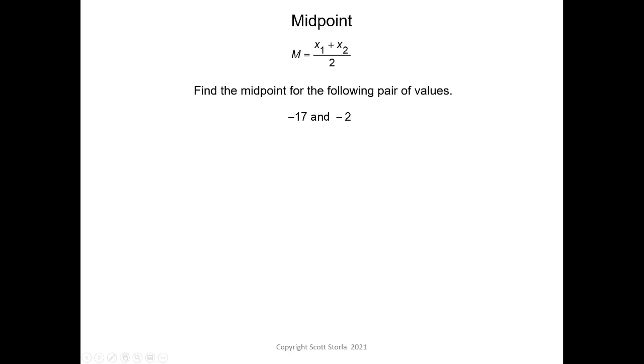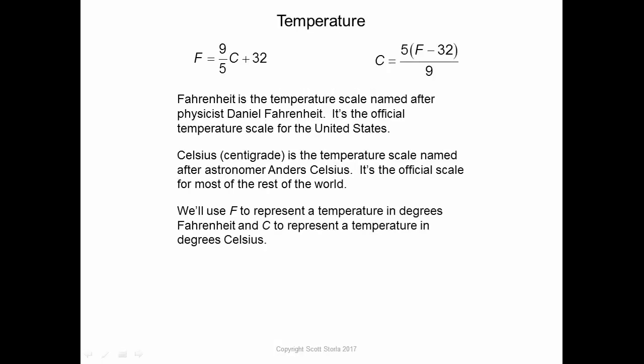And here's the last one. Starting with our formula, deciding on our values, substituting our values for x1 and x2, and then simplifying, shows that the midpoint in this case is -9.5. Next, let's start applying some formulas for temperature. As we discussed in the previous video, C will stand for the Celsius temperature and F for the Fahrenheit temperature.